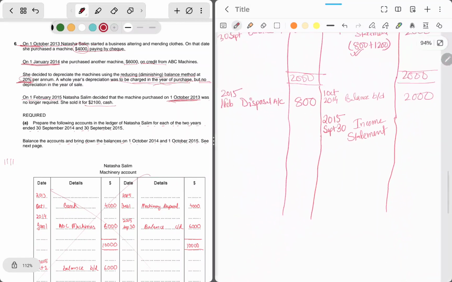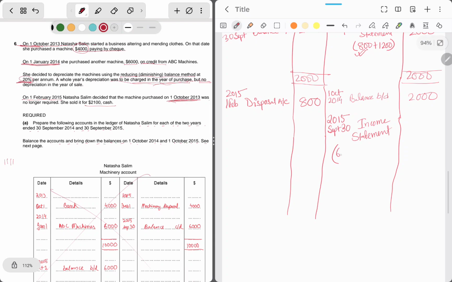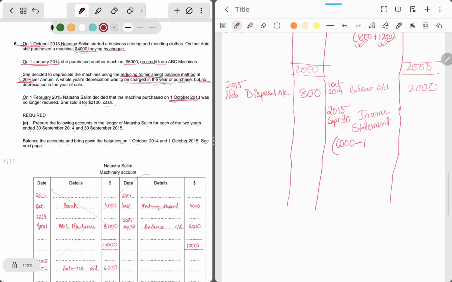Now you see, a common mistake that students make here is that they just write down 20% of 6,000. They miss the point that this is reducing by diminishing balance method. Yes, so we have to find out net book value. That means 6,000 minus what was the previous year depreciation, 1,200 on the second machinery. So this is our net book value. 6,000 minus 1,200. This is going to be how much?